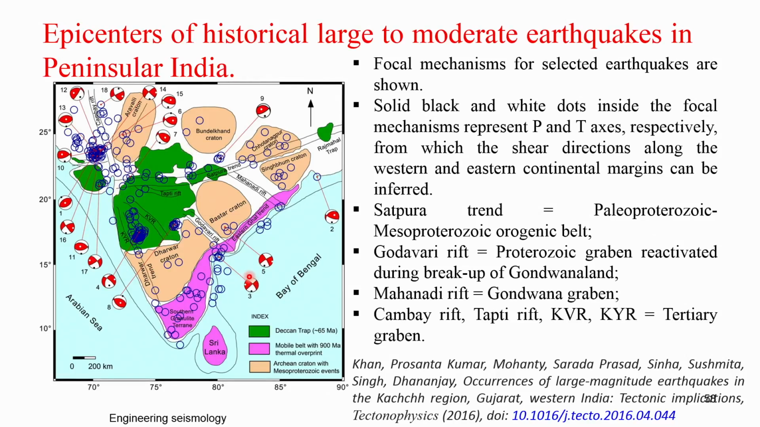You can also see the minor earthquakes recorded in this region, for which they derived source mechanisms. You can see the different types of source mechanisms, and they are not uniform throughout peninsular India. The focal mechanisms for the selected earthquakes are shown as beach balls. Solid blocks and white dots inside the focal mechanism represent the P and T axes respectively, and the shear direction along the west and east continental margins can be inferred from that, showing where the shear is taking place. The Satpura trend is one of the different geological formations we have seen. Wherever there are joints, you can see there are earthquakes in these joints.